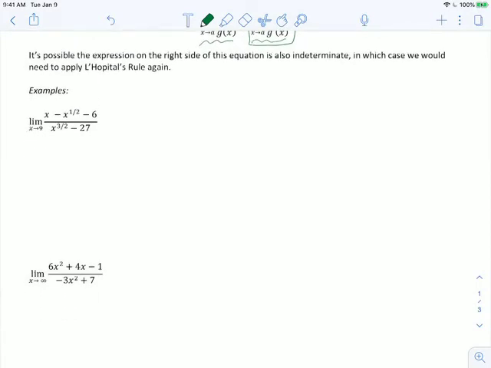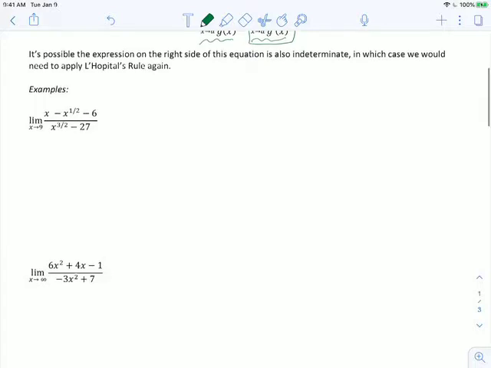Our first one is the limit as x goes to 9 of x minus x to the 1/2 minus 6 over x to the 3/2 minus 27. We should verify that this is indeterminate. So let's look at the numerator. I can just use direct substitution on this. 9 to the 1/2, that's the same as the square root of 9, or 3. And so that limit is 0.